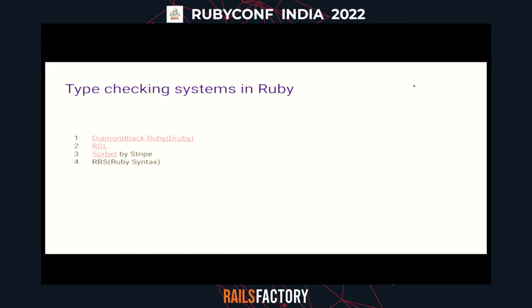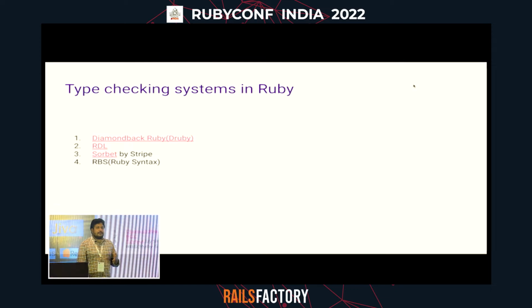So a bit more about what the type checking system is in our Ruby ecosystem. Type checking is not particularly new in the Ruby ecosystem. It has been there since 2009. There was a project called Diamondback Ruby, in short. I think it was an academic project. Then there was one more project called RDL.